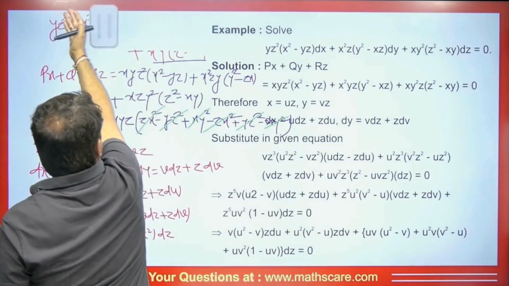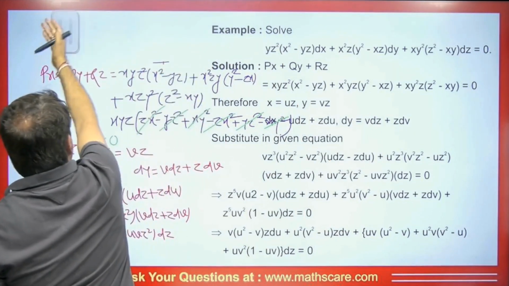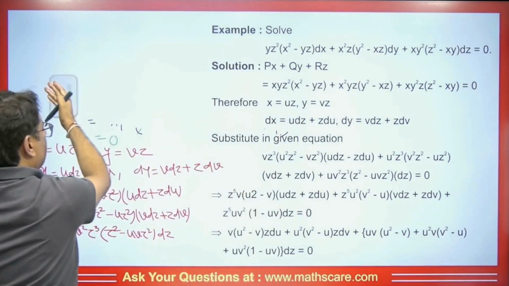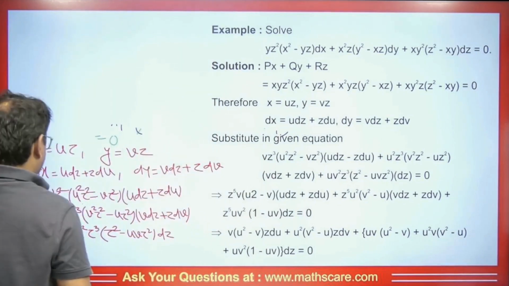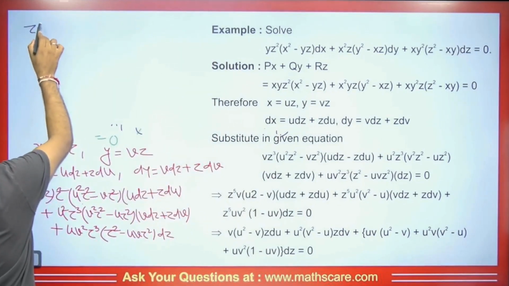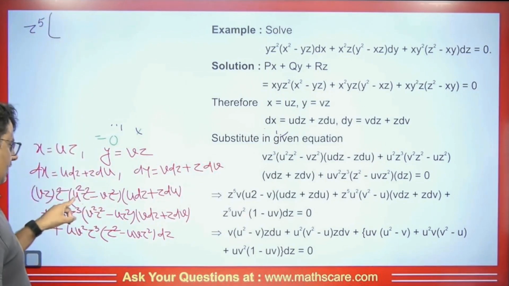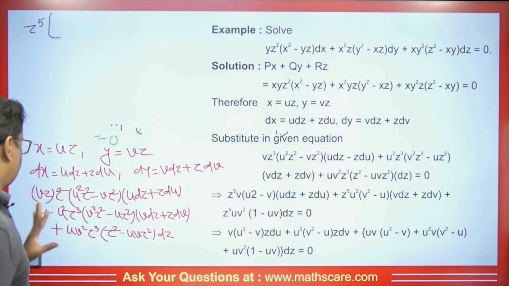The question is solved from this point. We have already checked the condition. We have got this 0, so we don't need this part. Now I will solve this here, right? If you look here, we have z to the power 5 common from all terms. This z square will go inside and this is z cube. So z power 5 will be common, right?